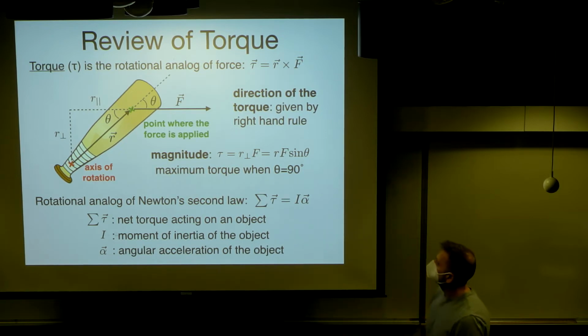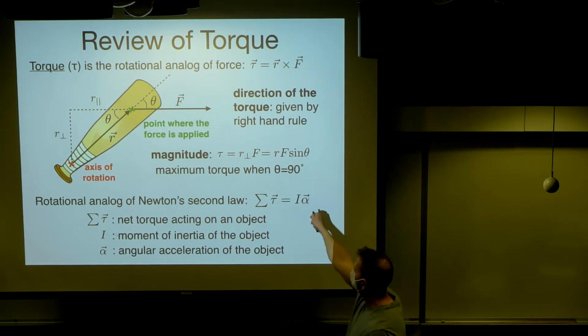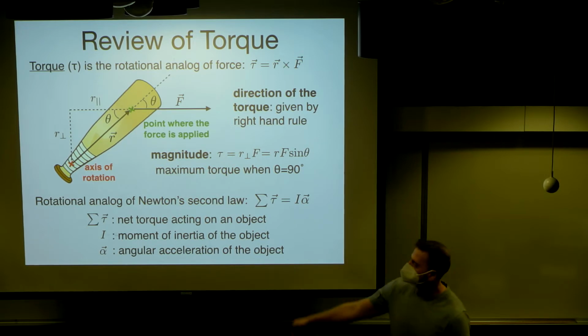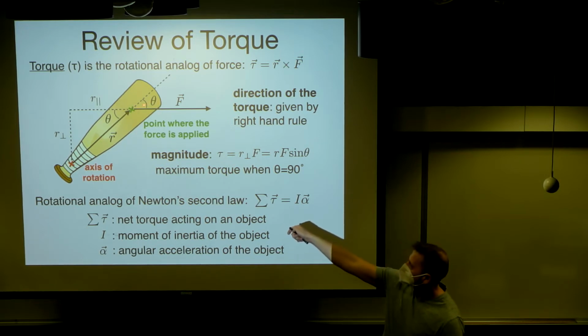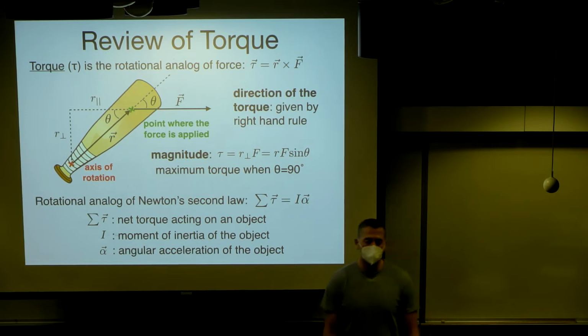So like all cross products, we can find the magnitude just by taking the magnitude of the first vector times the magnitude of the second vector times sine of the angle between them. So you see on the diagram, theta is the angle between our R vector and our F vector. So if we just take RF sine theta, that gives us the magnitude of the torque.